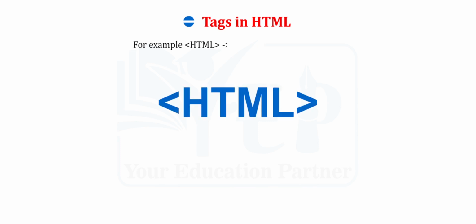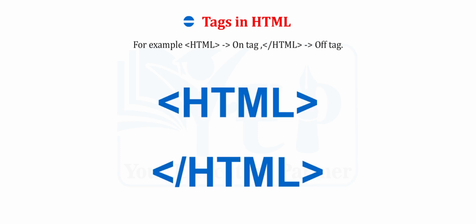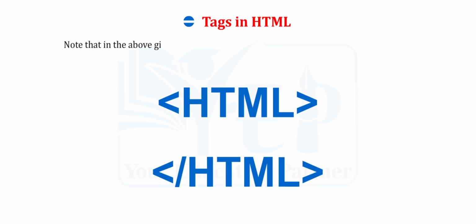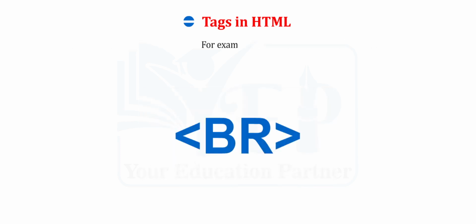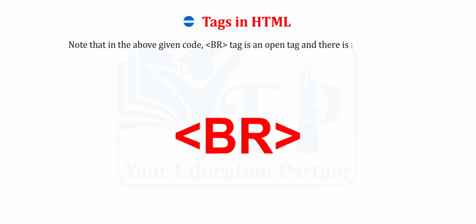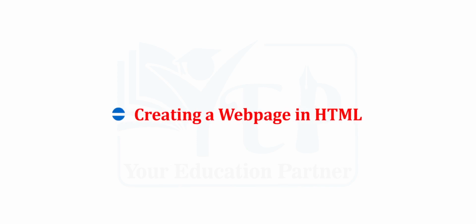For example, HTML open tag, HTML close tag. Note that in the above given code, HTML is the open tag and /HTML its closing tag. Empty tag. A tag that has an open tag only and has no closing tag is called an empty tag. For example, BR. Note that in the above given code, BR tag is an open tag and there is no closing tag. Okay, now let us learn about creating a web page in HTML.